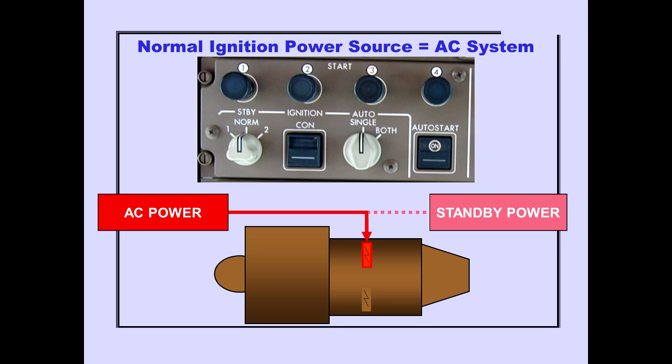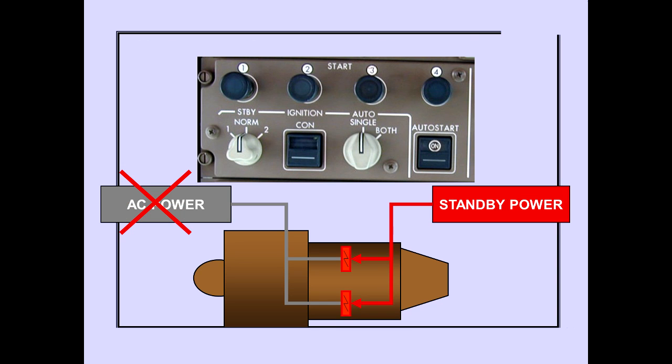The normal position of the standby ignition selector selects the AC power system as the power source for the selected igniter. If the AC power system is not powered when the standby ignition selector is in normal, the standby power system supplies power continuously for ignition. During this condition, both igniters are powered.